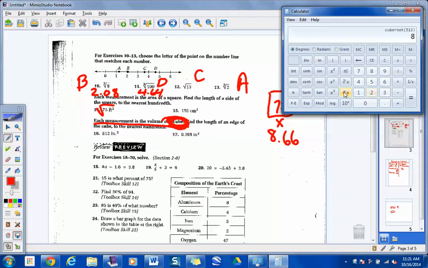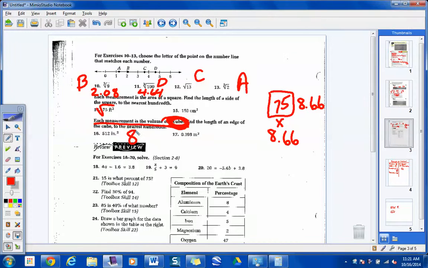All right? Cube root of 512, what do you get? 8, which would be 8 times 8 times 8, or length times width times height, for the volume of a cube would be 512. Each edge is how long? What did we get for that value again? Well, it was an 8.